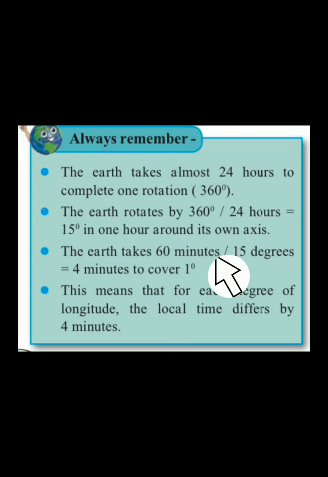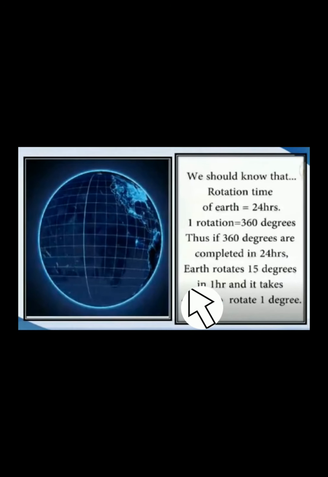The earth almost takes 24 hours to complete one rotation, that is 360 degrees. If you divide 360 degrees, the entire circle, by 24, we have 15. That means 1 hour is 15 degrees; the earth takes about 1 hour to cover 15 degrees. And 1 hour is 60 minutes, so it takes almost 4 minutes to cover 1 degree, which means there are a lot of different times within the country, but all of us at last follow only one timing, and that is called the local time.